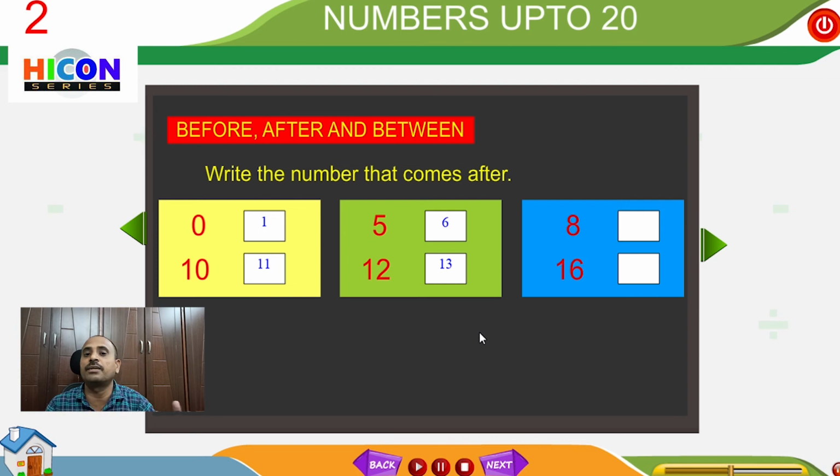So we can write the after numbers with the help of a number line. So this is the way of writing after numbers. So children, note down these in your notebook and practice the third one at your home.